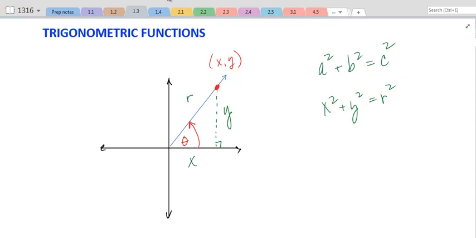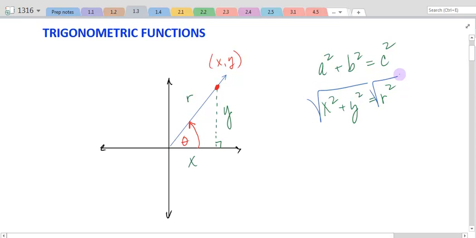So to solve for the hypotenuse, or in other words to solve for the variable r, I would take the square root of both sides, and I can find r by taking the square root of x squared plus y squared. So this x, y, r the hypotenuse, and theta all combine to give me the definitions that I need for my trig functions.